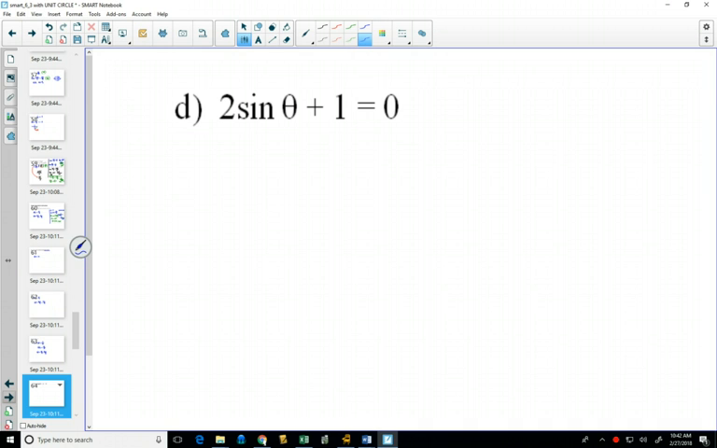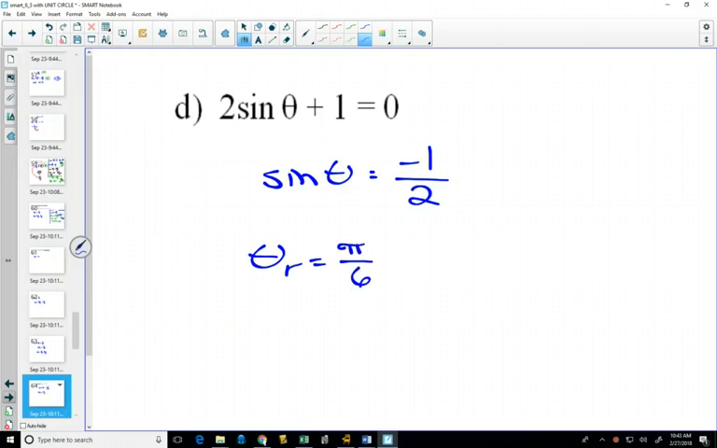Again, in grade 11, if you were solving for theta here, first of all, we would need to get sine of theta by itself. Can you see that if you subtract 1 on both sides and then divide by 2, you'd get sine theta by itself? What's our reference angle? Pi over 6. And then sine is negative in quadrant 3 and quadrant 4.